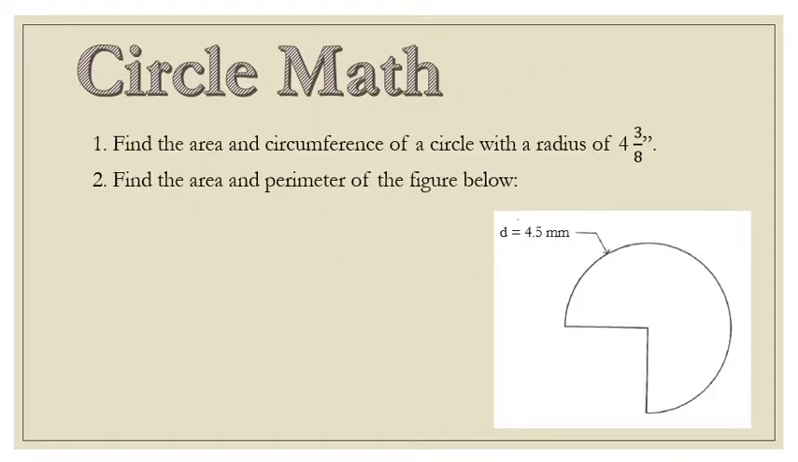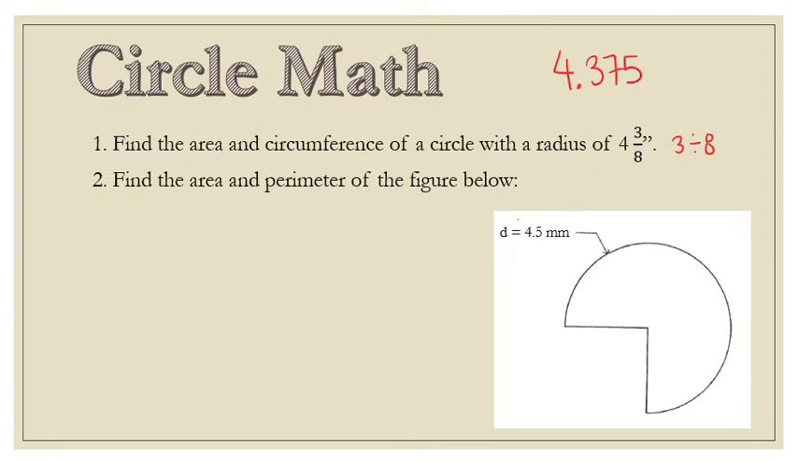Okay, let's do some math. Looking at number 1, find the area and circumference of a circle with a radius of 4 3/8 inches. So first things first, let's change 4 3/8 into a decimal inch measurement. So we keep the 4, and we know it's going to be point, and we just do 3 divided by 8, which gives me the decimal 0.375.